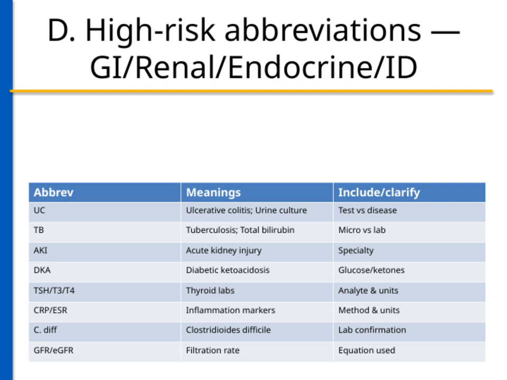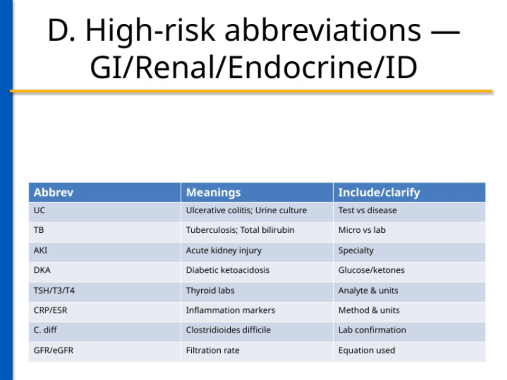Moving on, AKI stands for acute kidney injury, a condition that nephrologists manage closely, so it's within the specialty domain. Then there's DKA, or diabetic ketoacidosis, which involves abnormal glucose and ketone levels, crucial to recognize in diabetic patients. When we see TSH, T3, and T4, we're looking at thyroid function tests, and knowing the analytes and units helps us interpret whether the thyroid is underactive or overactive.